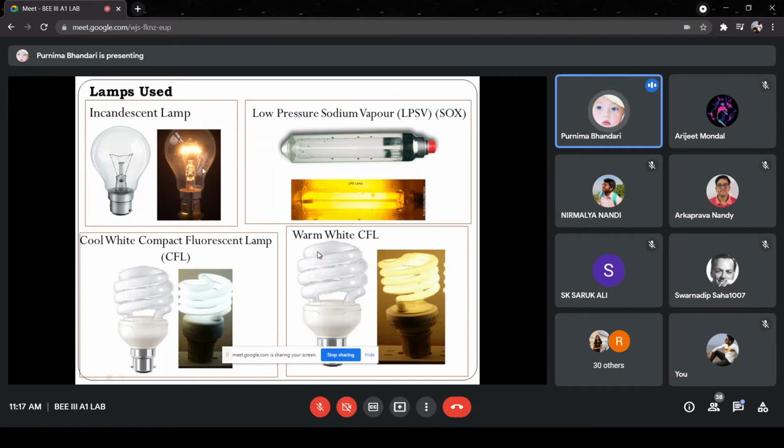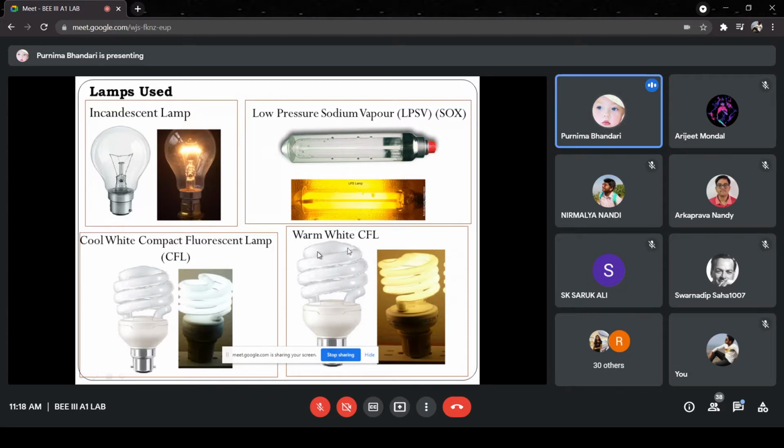This is the appearance when it glows, when it is driven by rated power. Then the low pressure sodium vapor lamp, that is a SOX lamp, and this is its appearance. Then the cool white compact fluorescent lamp. Why is it cool white? Cool does not mean cold, because if you see this light when it is glowing, it resembles ice. Ice is a cool or cold kind of thing, so the name came from there. Actually it is called cool white, or we call it CWCFL.